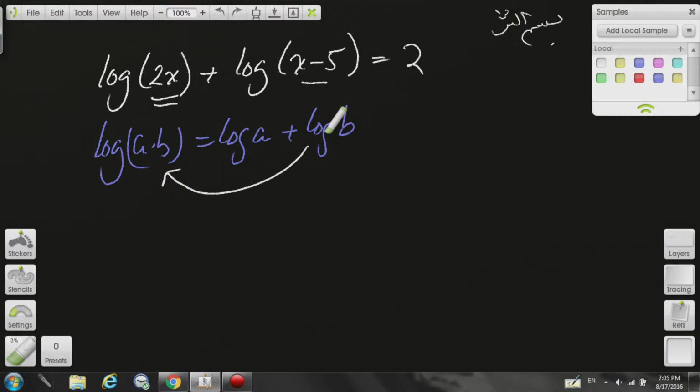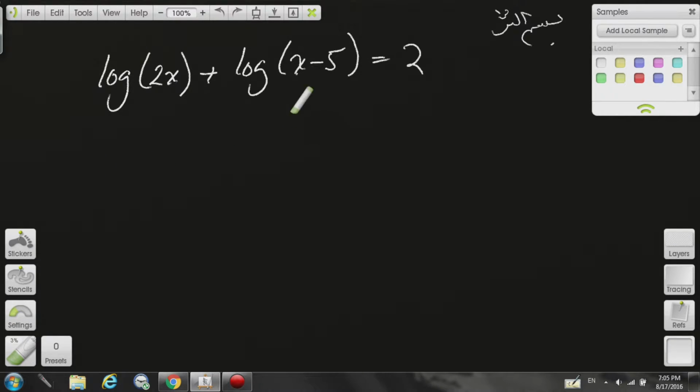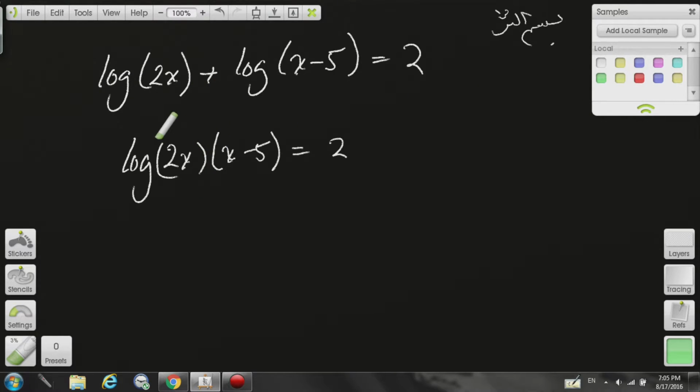So we can rewrite this as log of 2x times x minus 5 equals 2. I combined these two. Now this is base 10. This is the common log, base 10. It's not written. Then you can write this in exponential form: 10 to the exponent 2 equals all of that.